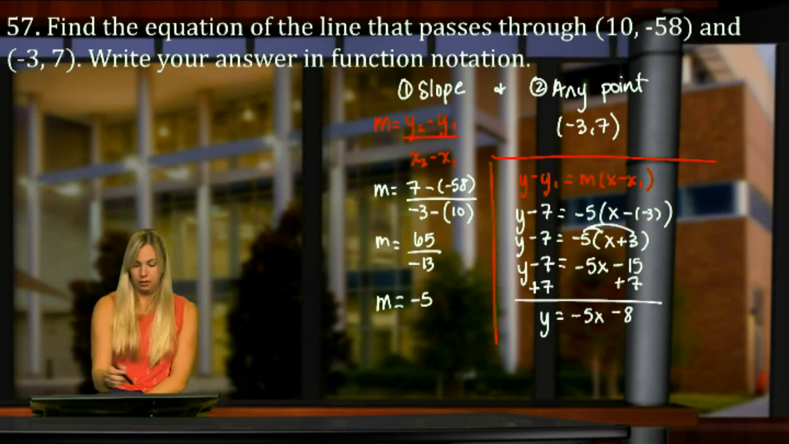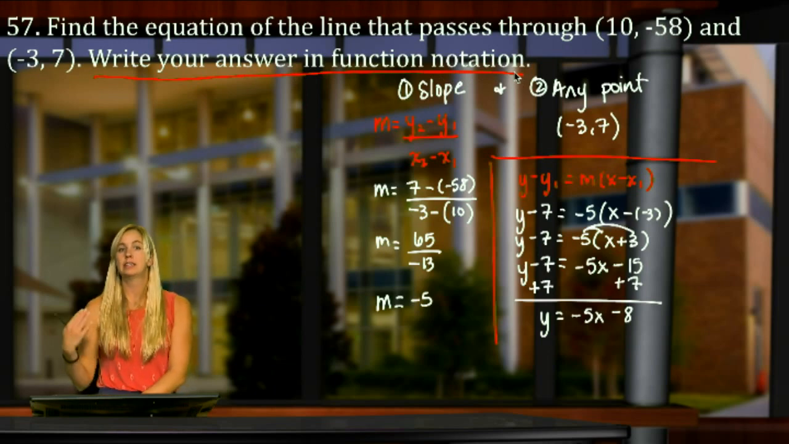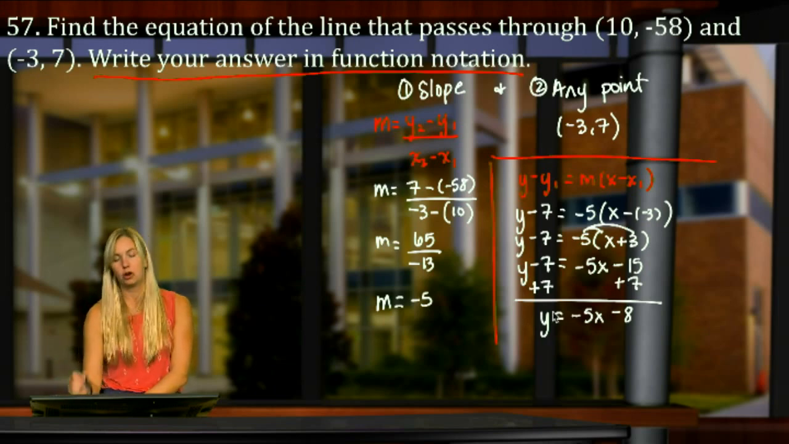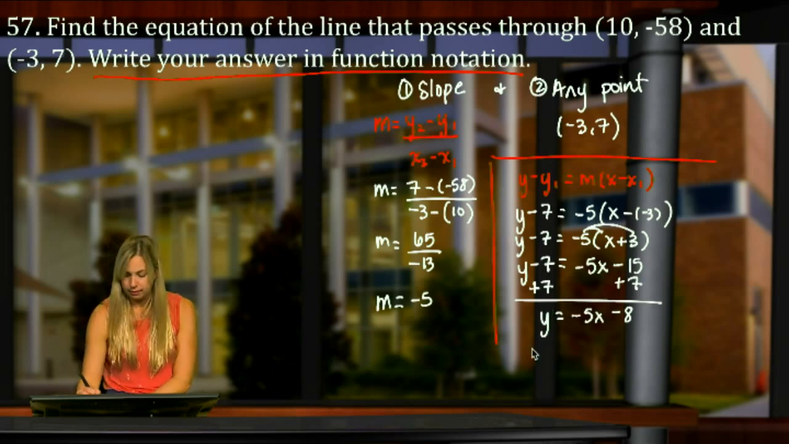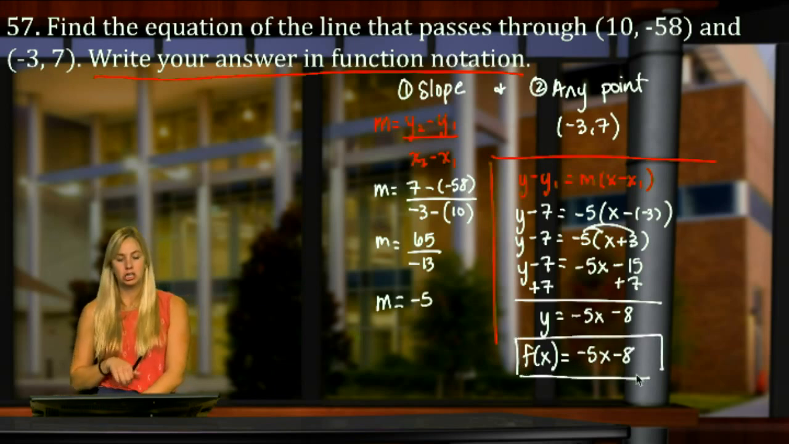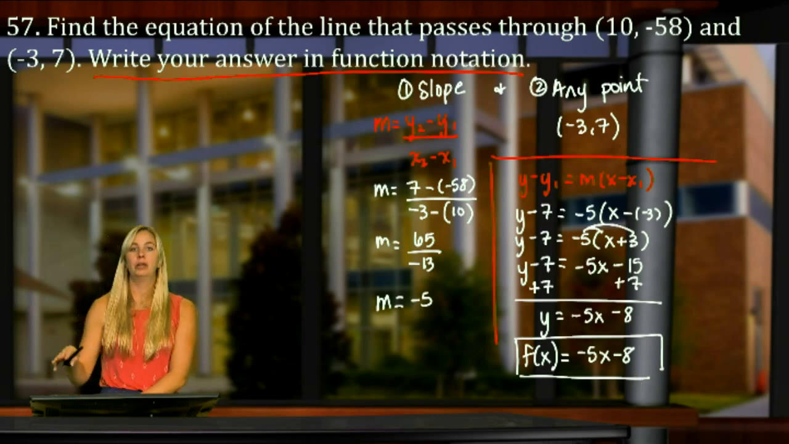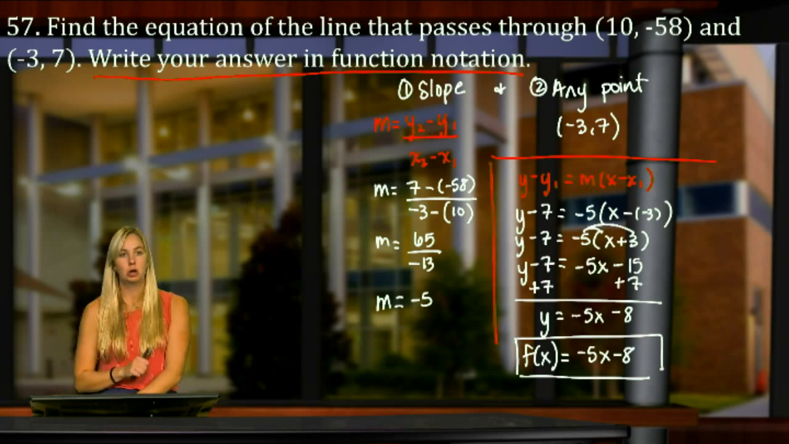Now, the question asks for you to write your answer in function notation. This is a very clear direction, but you need to know what it means because as is, the answer is not correct. To write it in function notation, it's a real easy change. We're just going to replace y with f of x. So there's the equation of our line that passes through those 2 points. Now I'm going to show you how we can find the same equation using slope-intercept form.